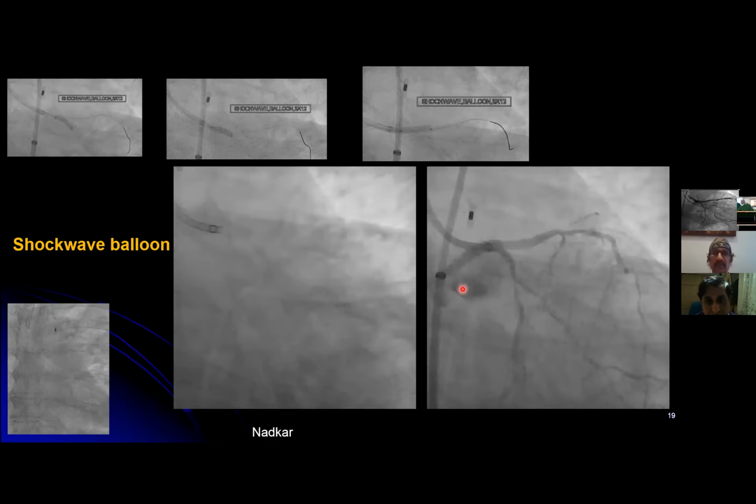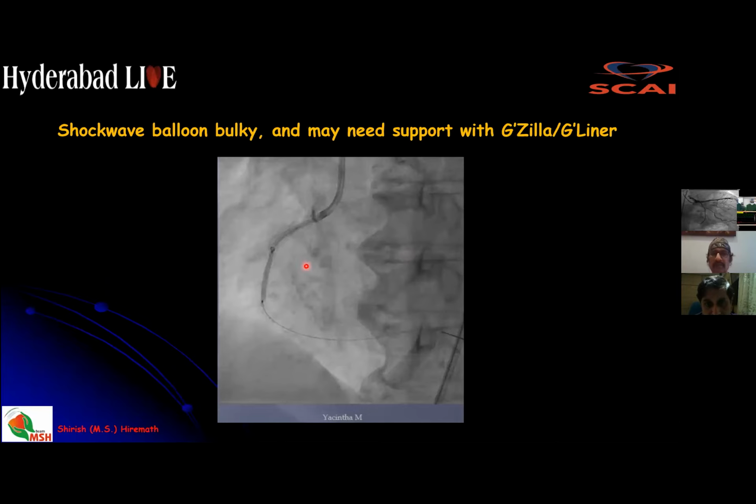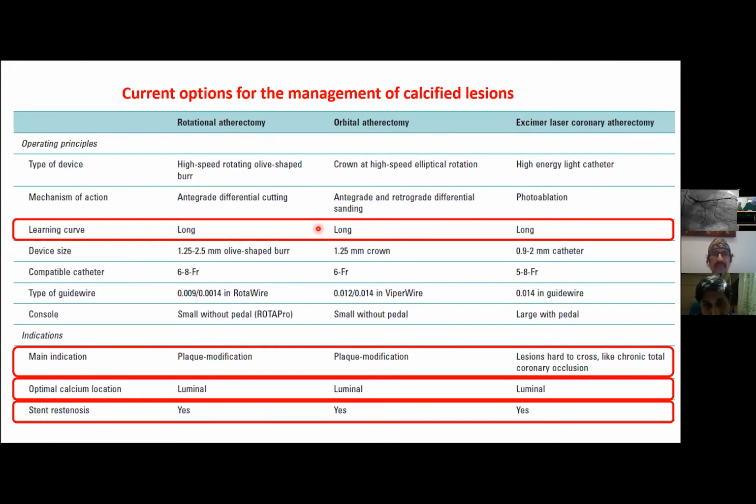The lithotripsy balloon is a bulky balloon. So many times, in addition to the guide catheter, which may be giving a good support, you may have to use a guide catheter extension in the form of Guidezilla or GuideLiner to get the lithotripsy balloon down.